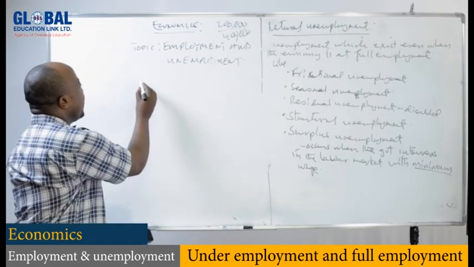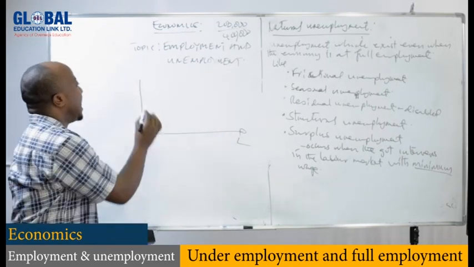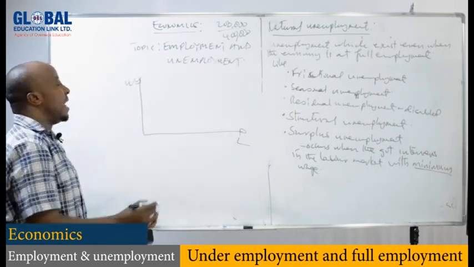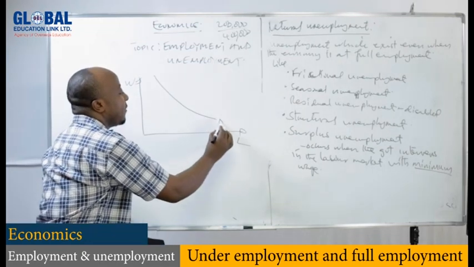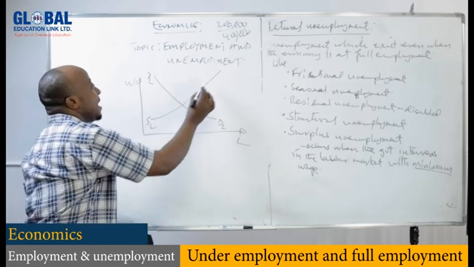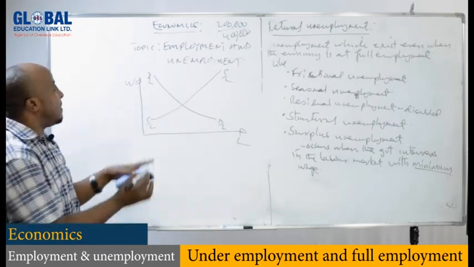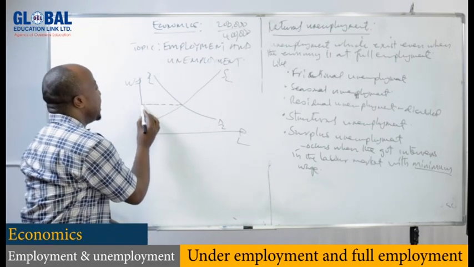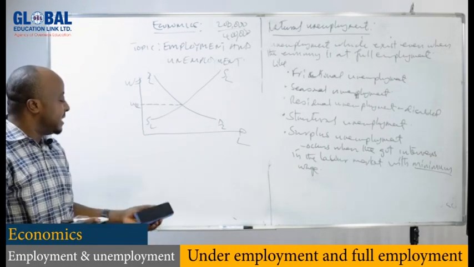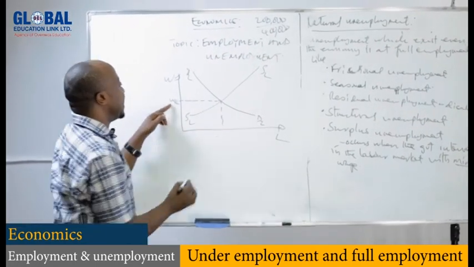If we have an equilibrium wage like this, this is the number of labor, and this is the wage for that labor. This is demand for labor, and we have supply of labor. Where demand and supply of labor interact, this point determines the wage. This is the equilibrium wage. So according to demand and supply, workers should be paid this wage, WE.